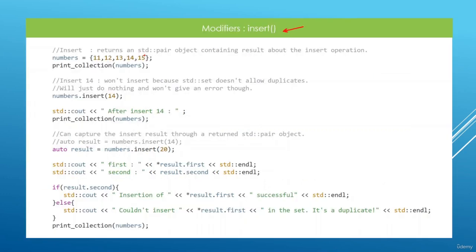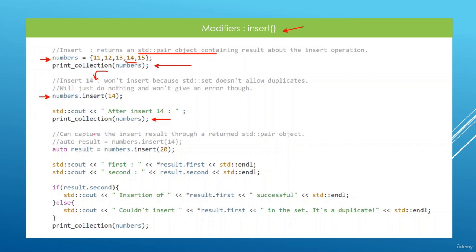And the insert method is going to return an std::pair object containing the result about our insert operation. So here we can print our collection, and we're going to print 11, 12, 13, 14, 15. But if we try and insert 14 again, this is going to fail because we already have a 14 inside here, because we don't support duplicates in std::set. Now, after we attempt to insert a 14, we're going to print our collection again, and we're going to see that the second 14 wasn't put in. The insert here has failed.